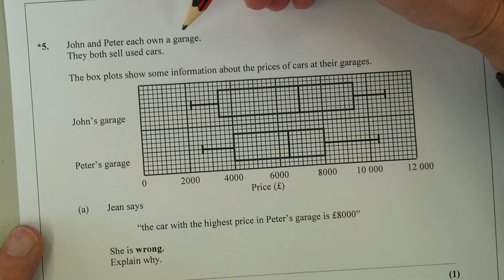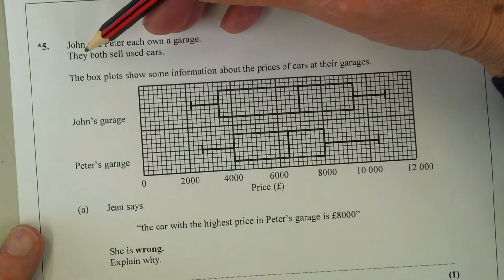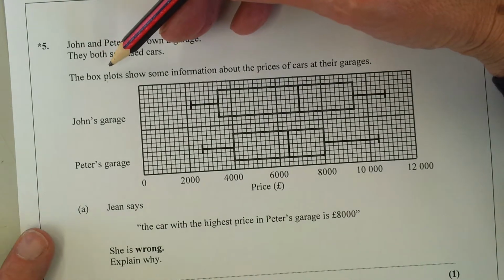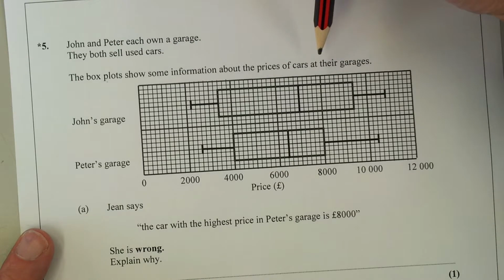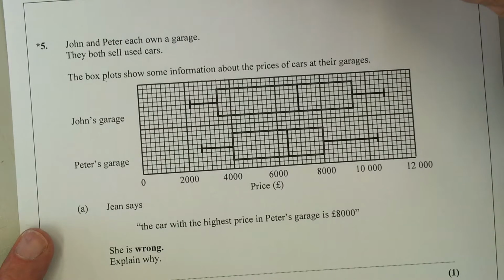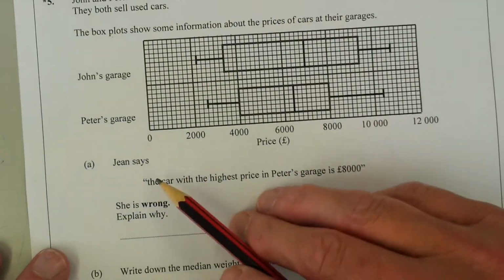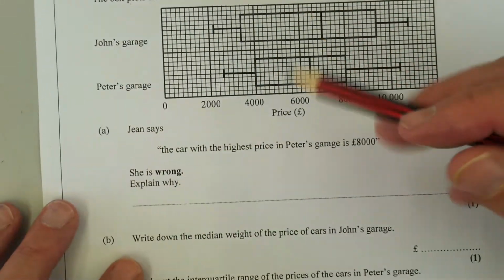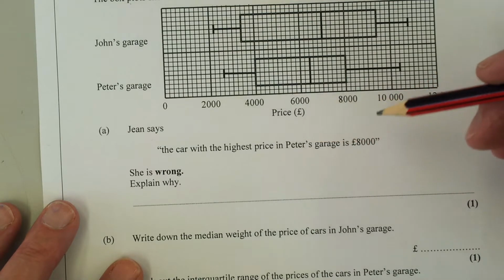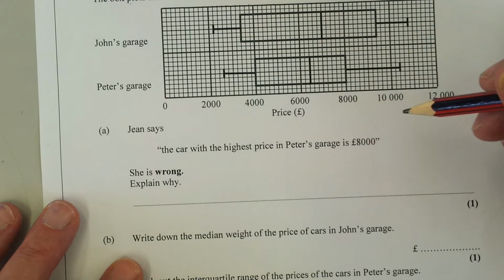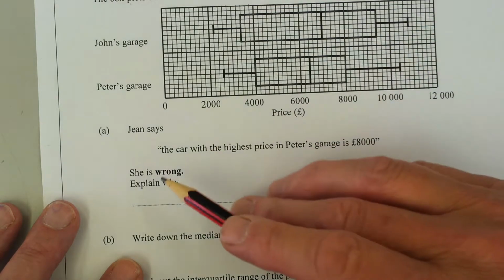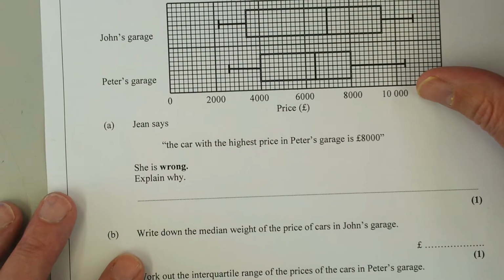John and Peter each own a garage. They both sell used cars. The box plot shows some information about the prices of the cars at their garages. This is John's at the top and this is Peter's. Jean says the car with the highest price in Peter's garage is £8,000. She is wrong. Explain why.